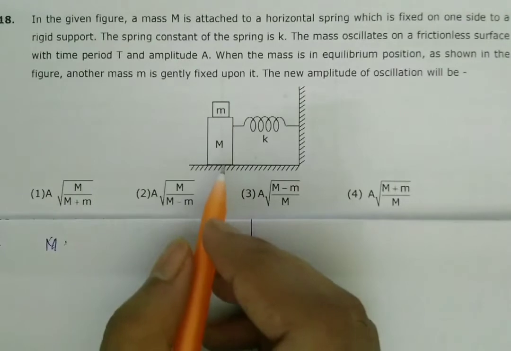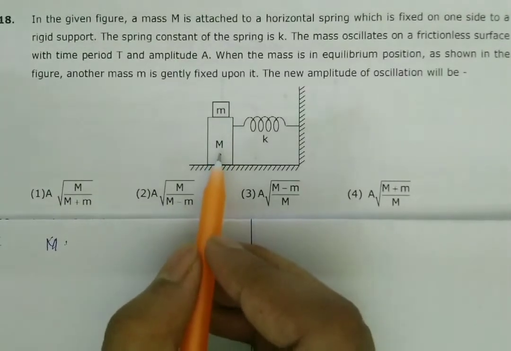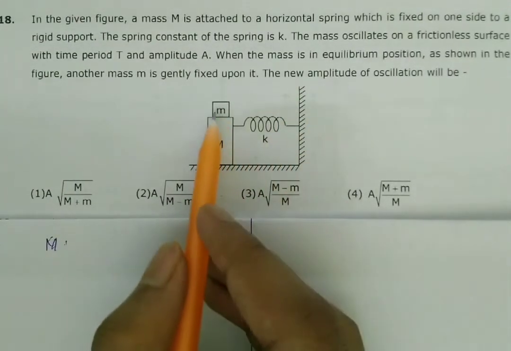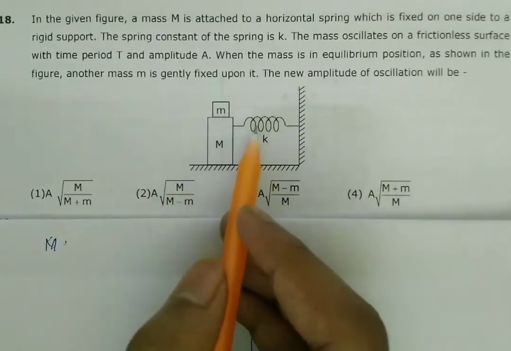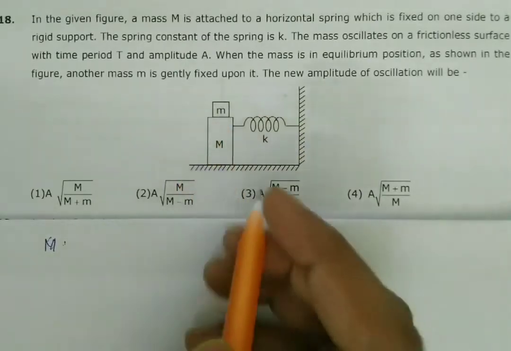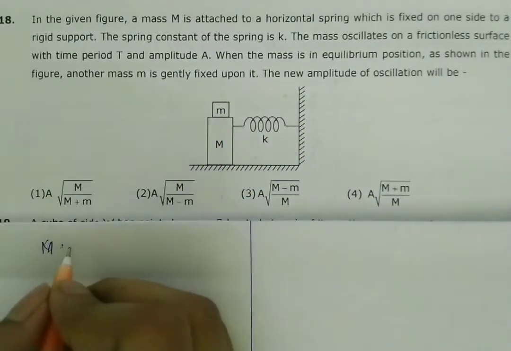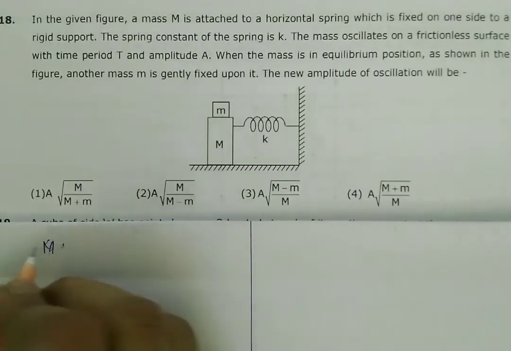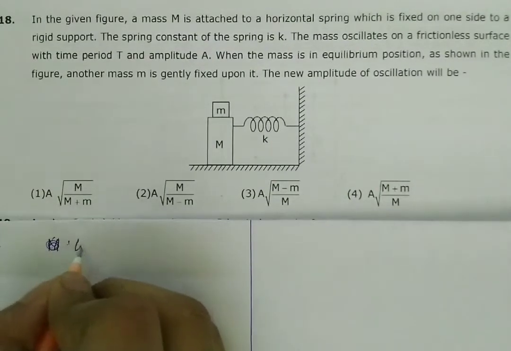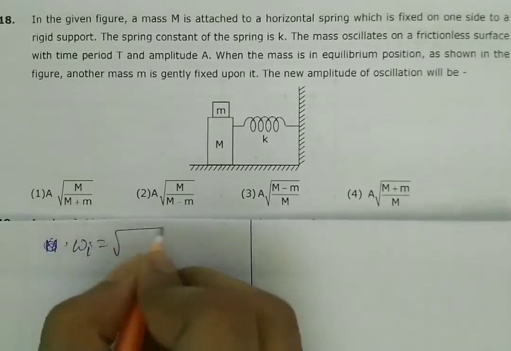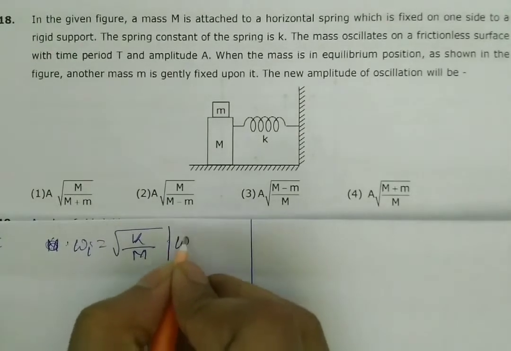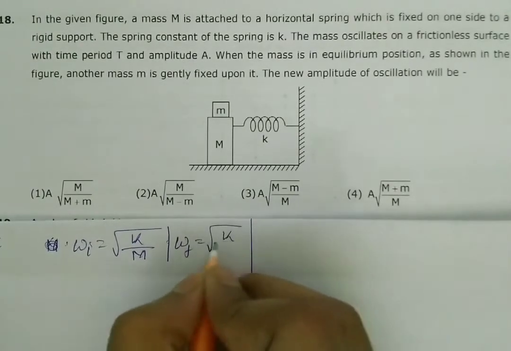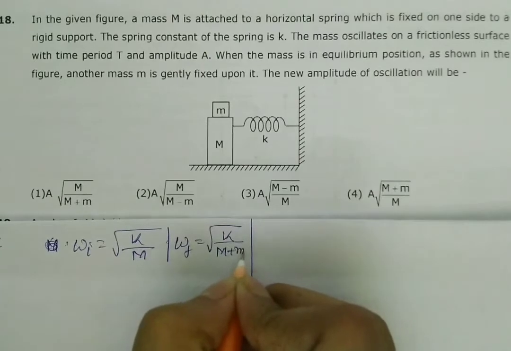Question: it is initially given that only the block of capital mass M is oscillating. After that, a small block of small mass m is attached to the system. So in this question we have to conserve the momentum. Before that we have to find omega initial, which will be equal to root over of k by M, and omega final will be equal to root over of k by M plus m.